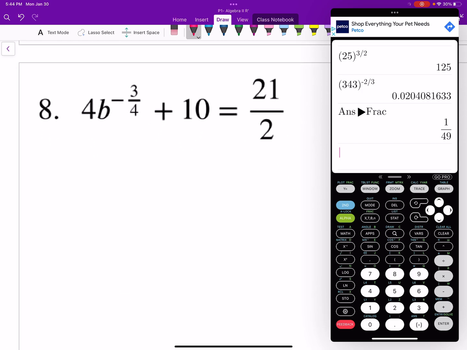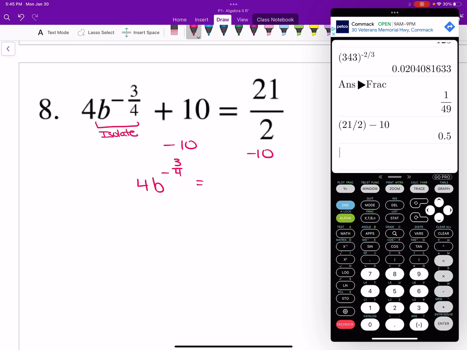Question 8. 4b to the negative 3/4 plus 10 equals 21 over 2. So again, we have to start by isolating the radical, which is the piece that has the fractional exponent. So I'm going to start by subtracting 10. So on your calculator, you can do 21 divided by 2 minus 10. You get 0.5 or 1/2. Either one works here. That's a very nice decimal. So if you want to keep it a decimal, keep it a decimal.